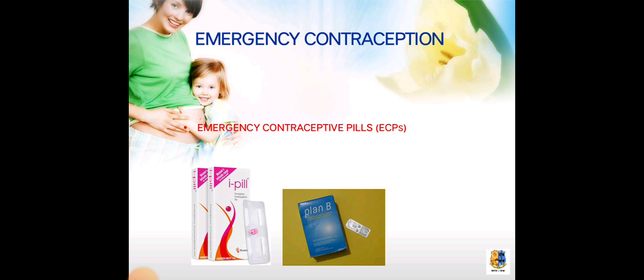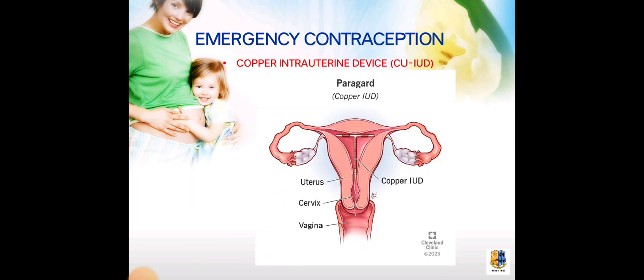ECPs contain hormones, progestin, or a combination of hormones, to prevent ovulation or fertilization if taken within a specific time frame after intercourse. Intrauterine device. Copper intrauterine devices, CU-IUD. This non-hormonal IUD can be used as emergency contraception if inserted within a few days after unprotected intercourse. It prevents sperm from fertilizing the egg and may also prevent implantation.